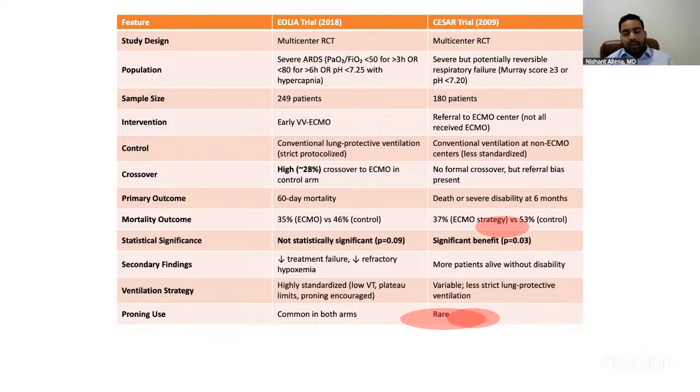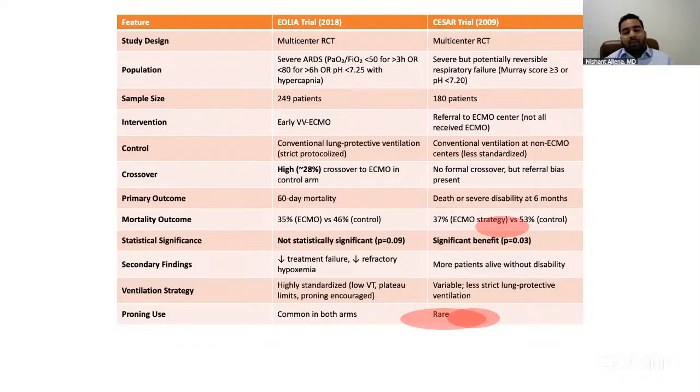So you could be having that question as to why these two trials, both of which looked at ECMO, have contradicting results. And the reason being the interventions themselves. If you look at the CESAR trial, the control group was a less standardized group. Conventional ventilation was followed at a lot of the non-ECMO centers. So when these patients were referred to an ECMO center wherein physicians were using proper lung ventilation strategies, that significantly brought down the mortality. But again, the EOLIA trial is not perfect.